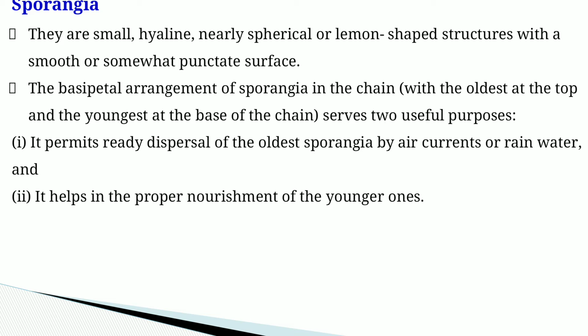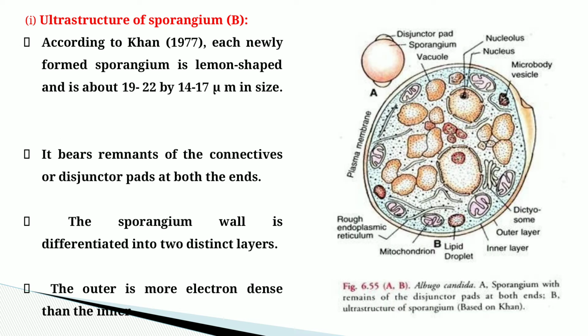The sporangia are arranged in a basipetal chain. Basipetal arrangement means the oldest sporangium is present at the top and the youngest sporangium is present at the base of the chain. It serves two useful purposes. First, this type of arrangement permits ready dispersal of the oldest sporangia by air currents or rainwater, and it helps in the proper nourishment of the younger ones. This is about the sporangia of Albugo.